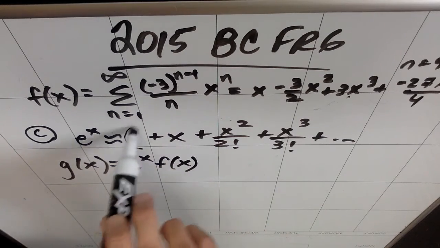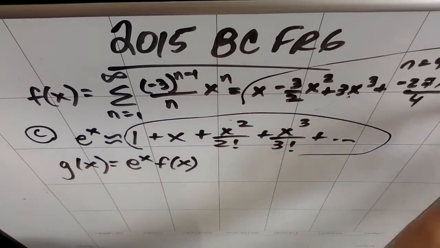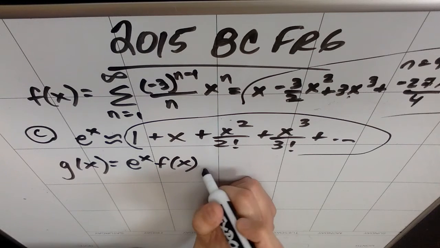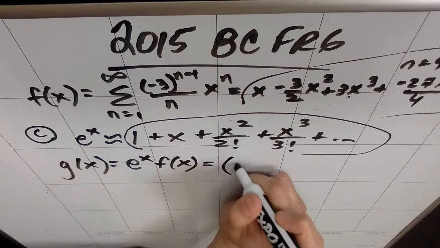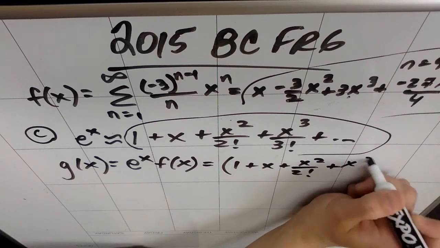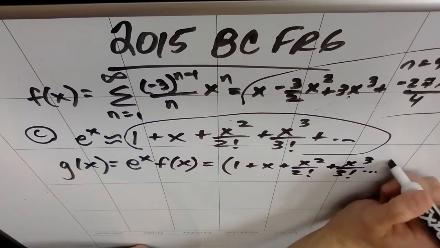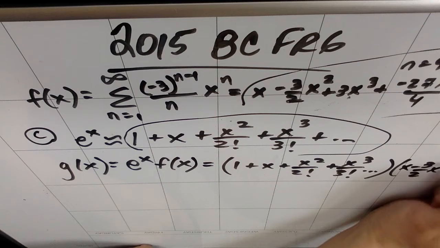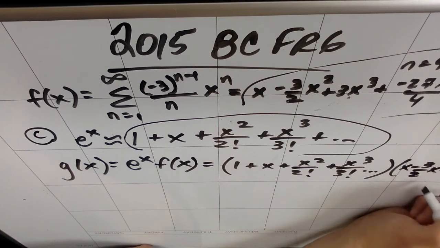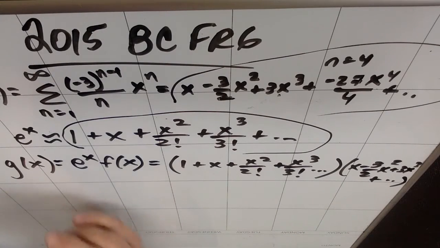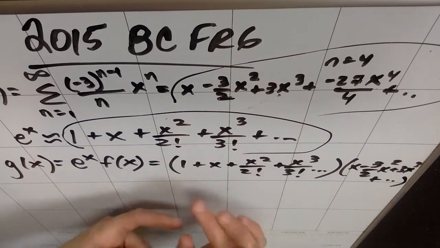So this series that goes on forever times this series that goes on forever, right? But they just want me to write the third degree Taylor polynomial. Okay, so g of x is actually this ridiculous series, 1 plus x squared over 2 factorial plus x cubed over 3 factorial, times this whole crazy thing, x minus 3 halves x squared plus 3x cubed, I ran out of space, plus... You get the gist, right? So this whole thing. So if I want to write the third degree Taylor polynomial, what I need to do is FOIL this thing out.